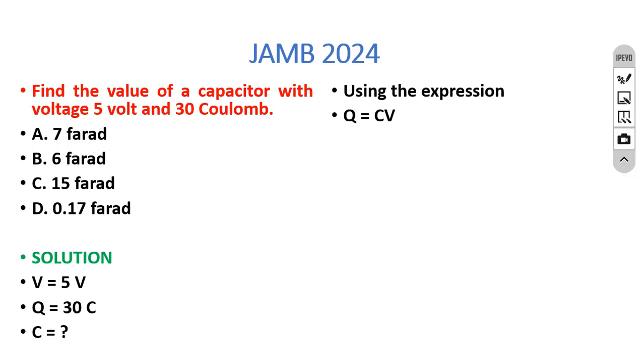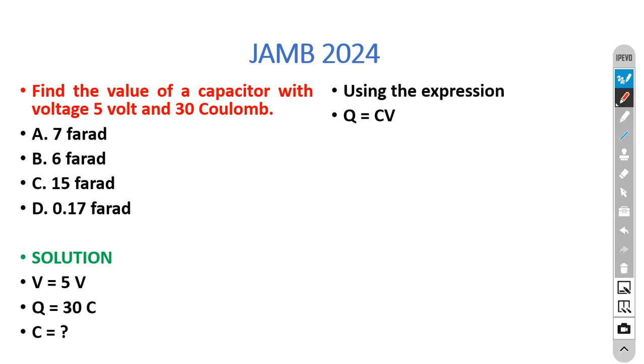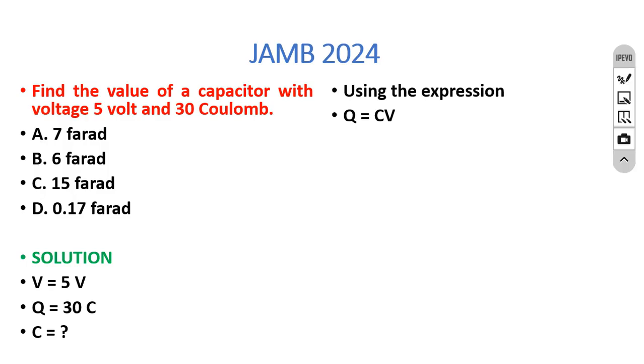So using the expression Q equals CV, in the equation Q is given and V is given, so we are going to make C the subject of the equation. If I should do that, it means I'm going to divide both sides by V. So V will cancel V here, and we have C left on one side. Let me strike this, and then we move ahead.